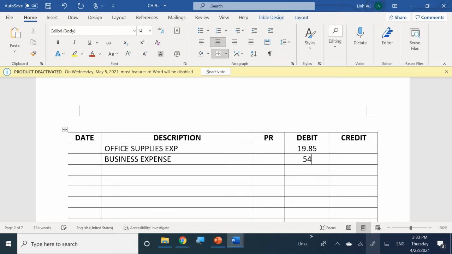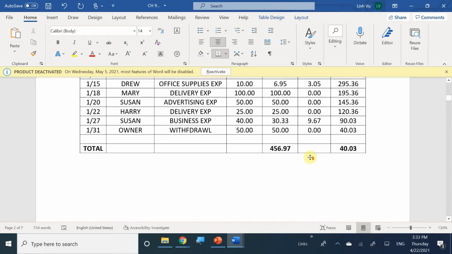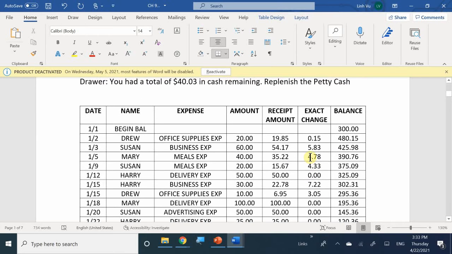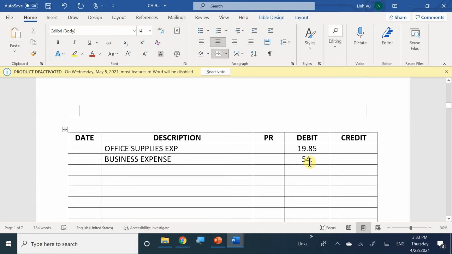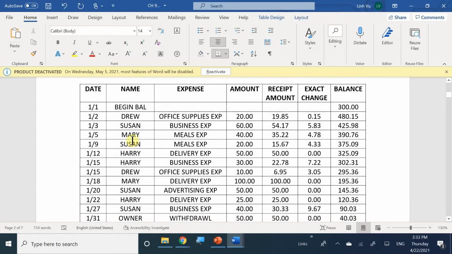For 54, what was it? $54 and what? 17. Okay, I was right. 5417. I don't know why I didn't trust my stuff. Okay. What else happened?